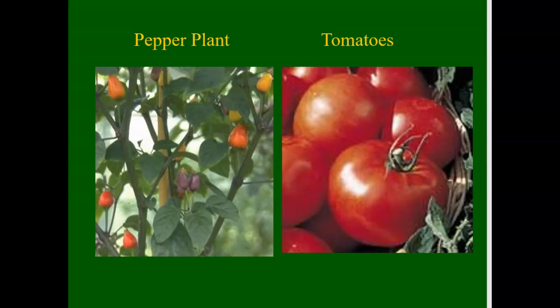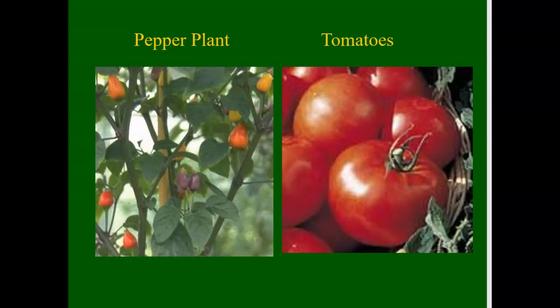Pepper plants are where we get capsicum from, and capsicum is the compound that gives the peppers the heat, and that's also used medicinally for arthritis and pain treatments as well. And there's a tomato, which so many people like and enjoy. So again, these are all members of the nightshade family or the Solanaceae family.